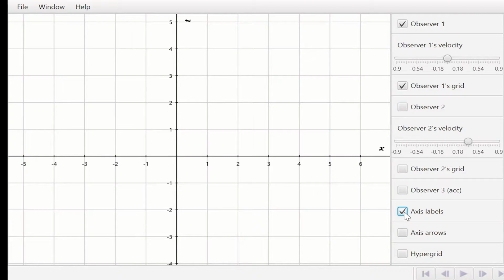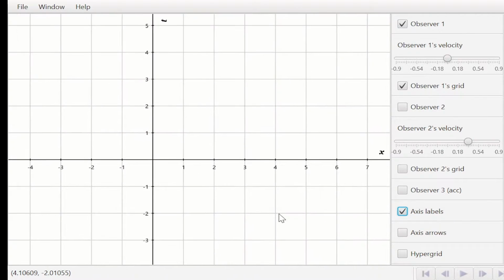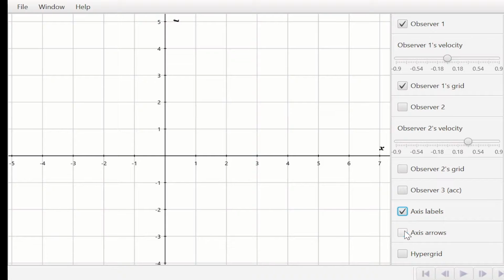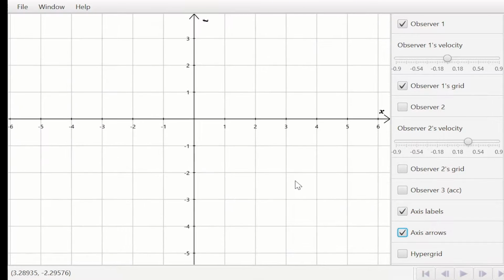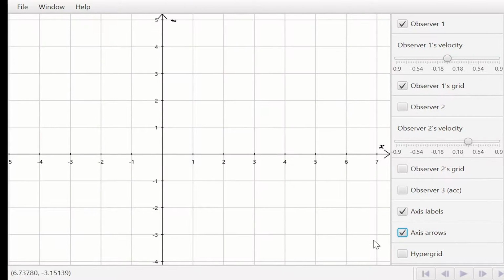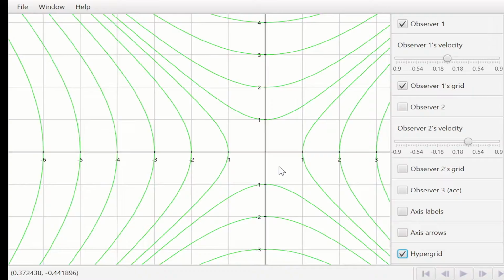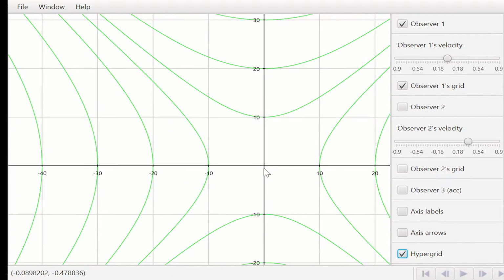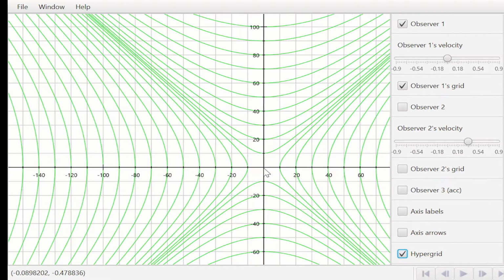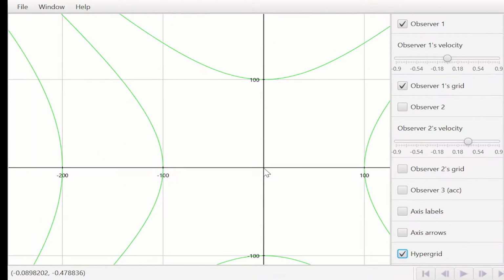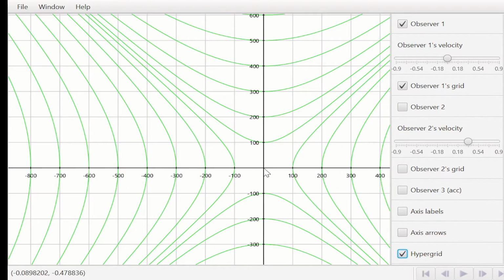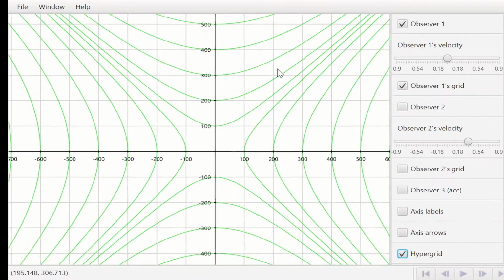I can add axes labels, automatic. I can add little arrows if I want. I can add a hypergrid. And it automatically adjusts if it gets too crowded, it'll kind of step back and not let it get so crowded.